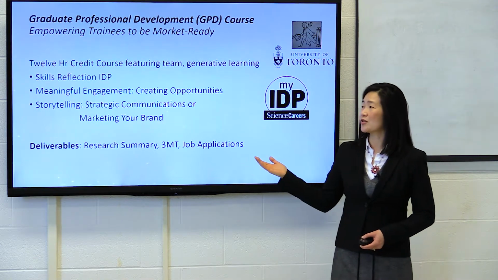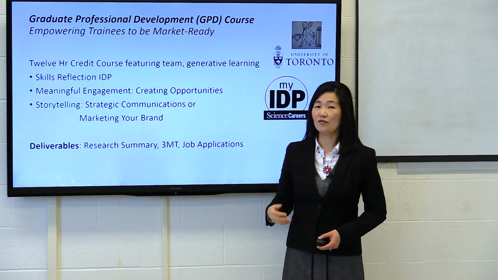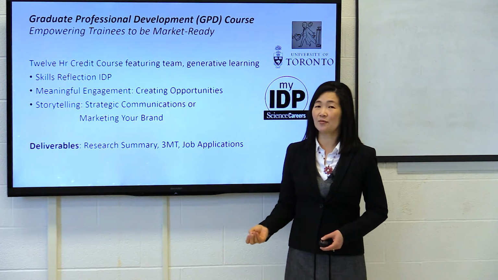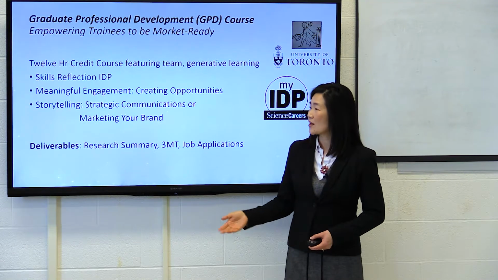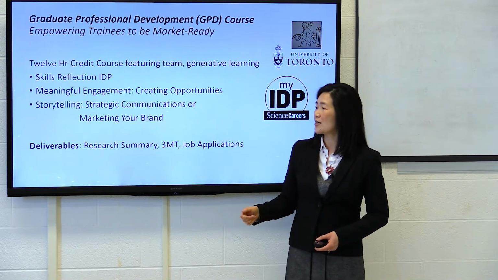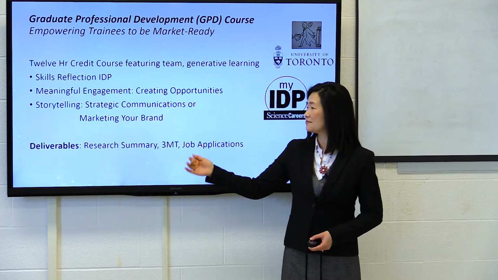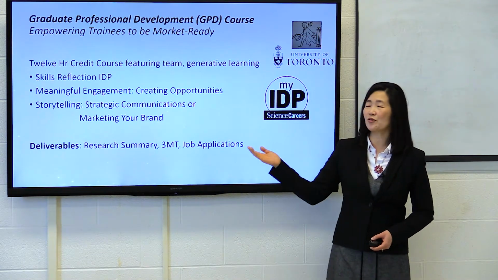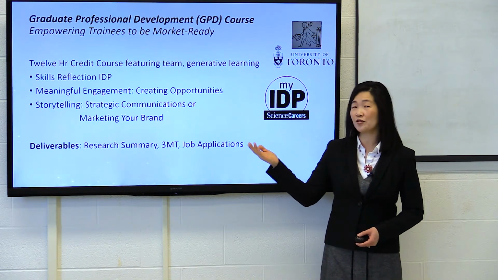The deliverables in the course are that each student has to write a research summary of their PhD or their master's work in about 700 to 800 words for the general public. They also use that research summary to present a 3-minute thesis. And then we also go through how to apply for a job, no matter what kind of job it is, or how to create your own job.